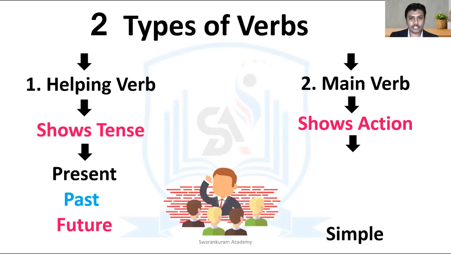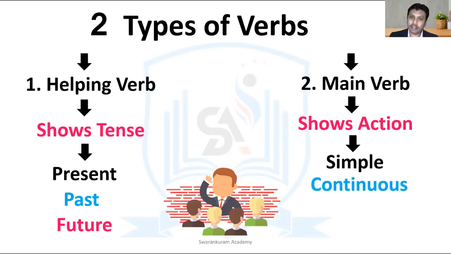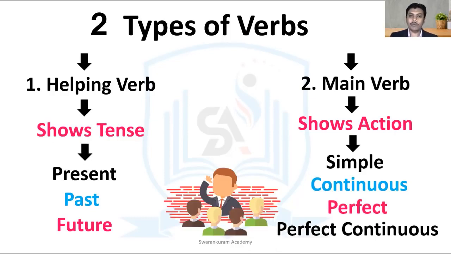It shows action. So it can be simple, it can be continuous, it can be perfect, and it can be perfect continuous. Perfect means any action that is completed. We will see lots of detail about all those things. And perfect continuous is nothing but the combination of perfect as well as continuous: the action which is completed and it is also going on. We simply need to combine it.